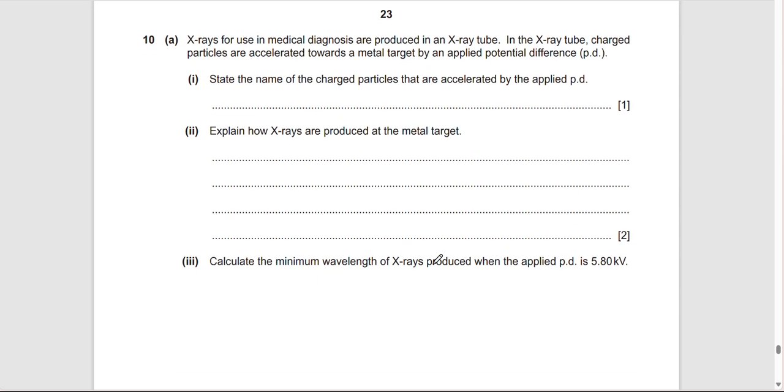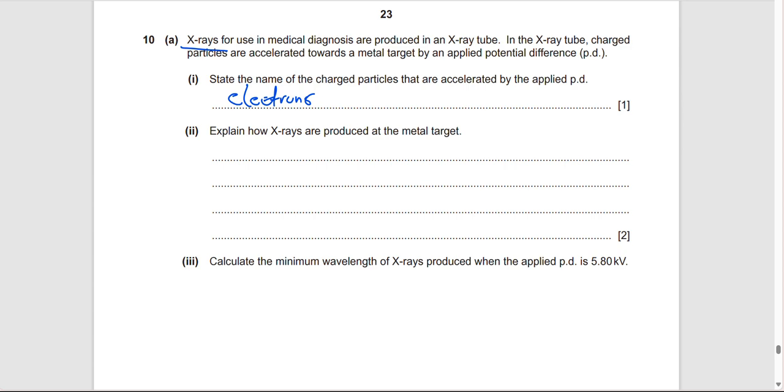And the last question, question 10a. X-rays for use in medical diagnosis are produced in an X-ray tube. In the X-ray tube, charged particles are accelerated towards a metal target by an applied potential difference. State the name of the charged particles that are accelerated by the applied potential difference. Okay, so in the X-ray tube, we accelerate electrons. Then, explain how X-rays are produced at the metal target.